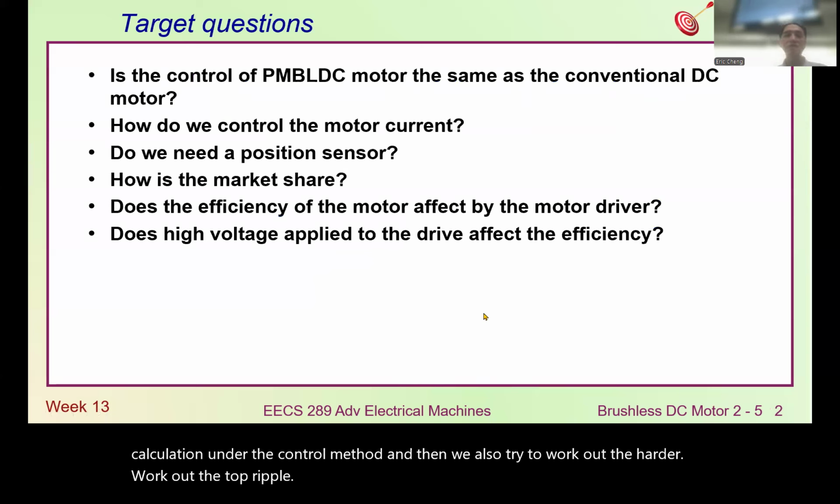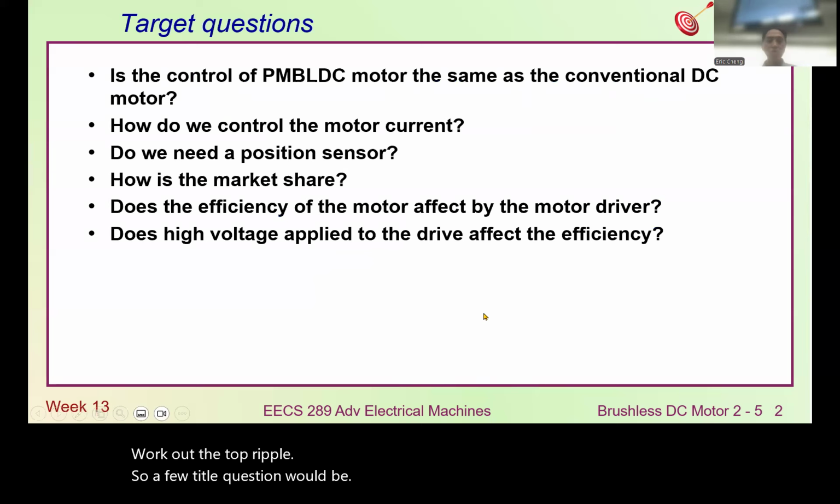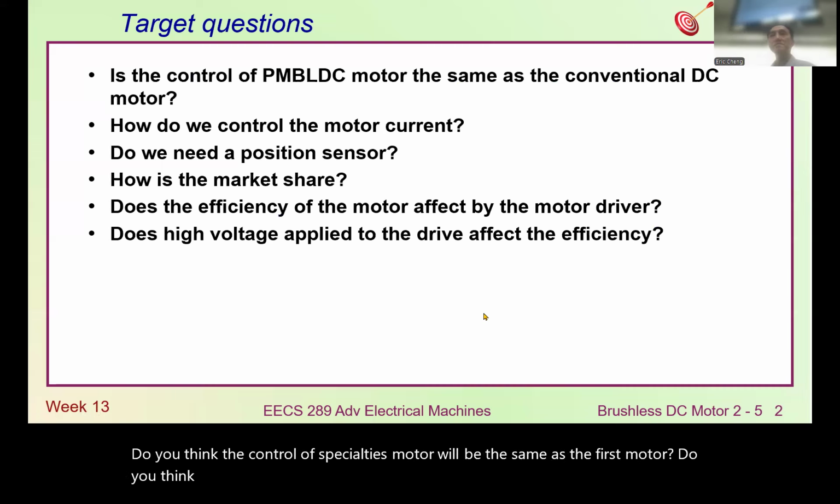So a few target questions. Do you think the control of brushless DC motor will be the same as the brushed motor? Do you think they are exactly the same control method? Yes. Only up to the constant torque control.